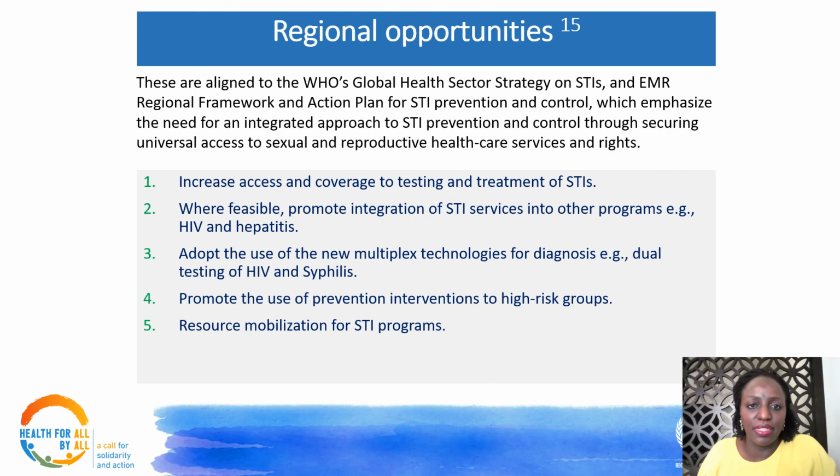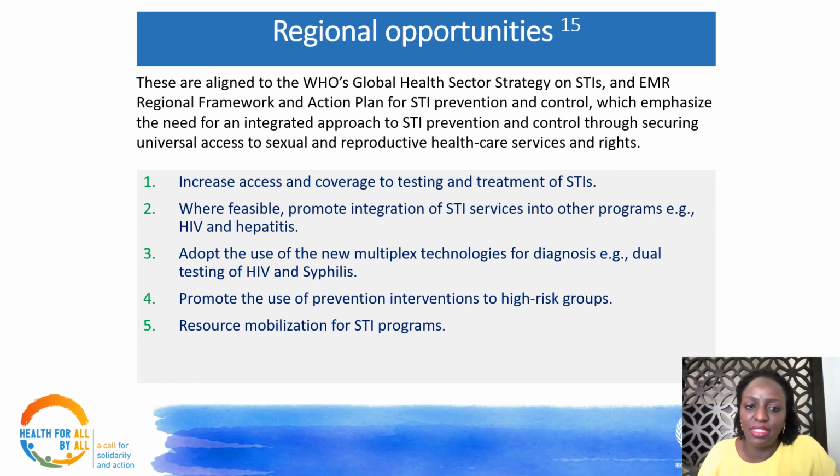The last slide looks at the regional opportunities, the regional priorities, and these are well aligned to the WHO Global Health Sector Strategy on STIs and the Regional Framework and Action Plan for STI Prevention and Control, which emphasize the need for an integrated approach to STI prevention and control through securing universal access to sexual and reproductive health care services and rights. So in terms of the opportunities, this slide lists 5.